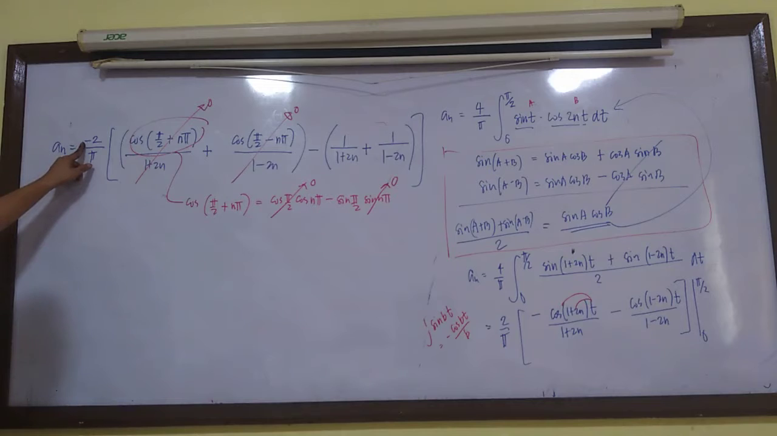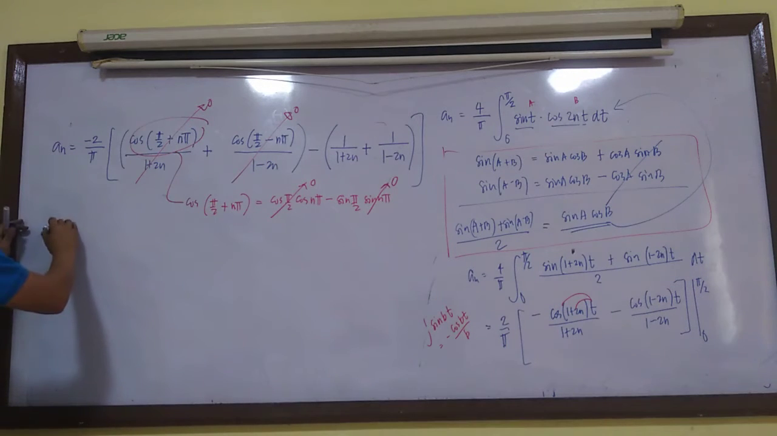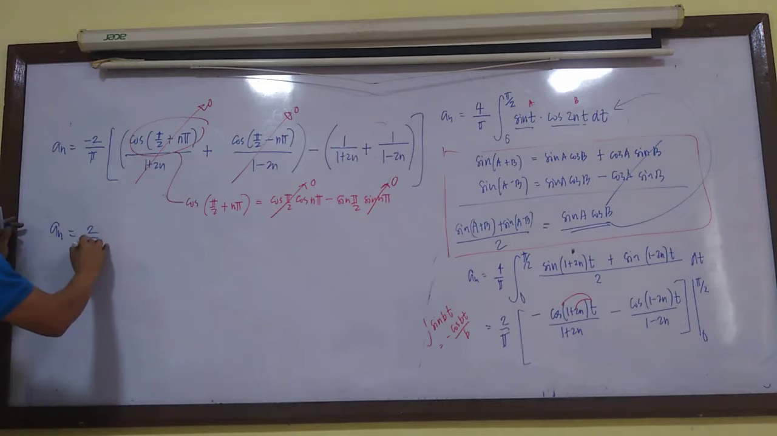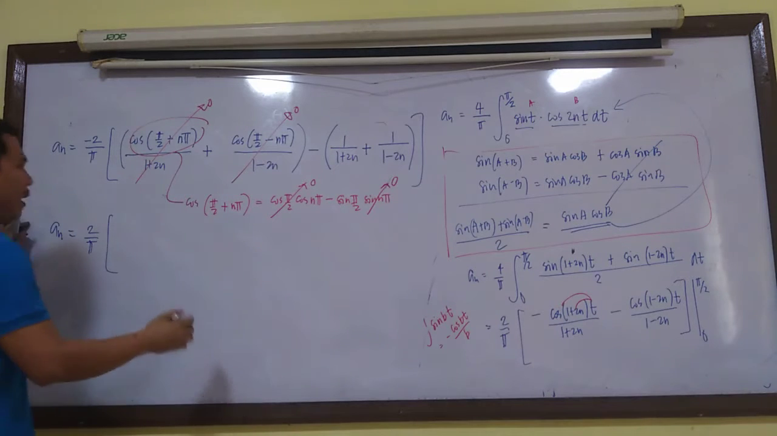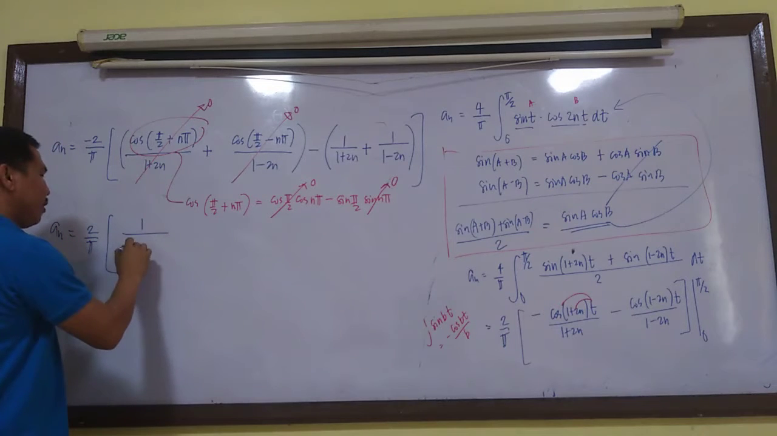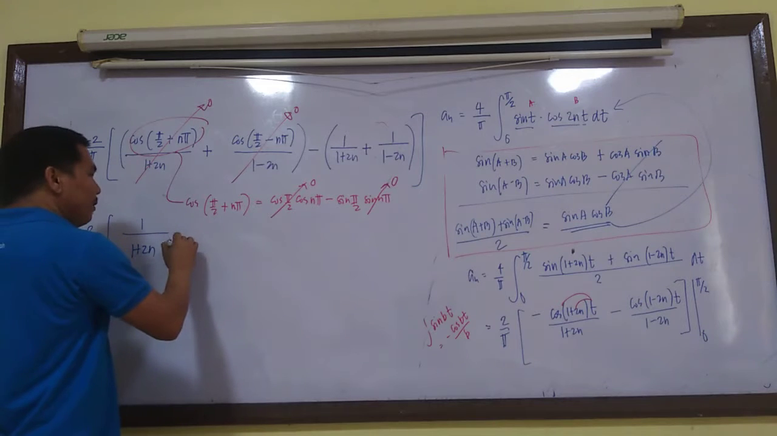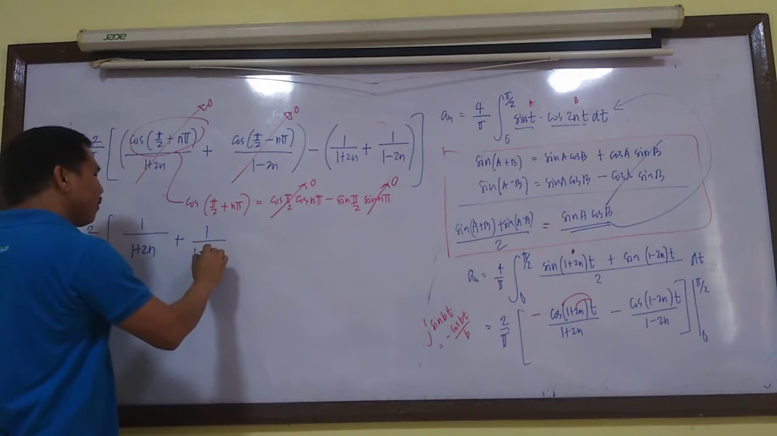And now we are going to multiply negative. Negative will become positive. This will now be 2 over pi. Multiply pi. Okay. Negative here, negative will become positive. So this will be 1 over 2, 1 plus 2n plus 1 all over 1 minus 2n.